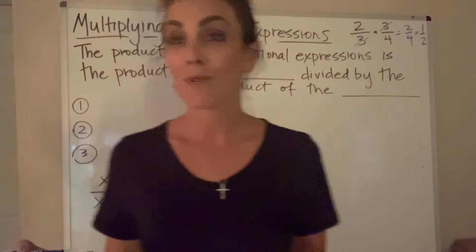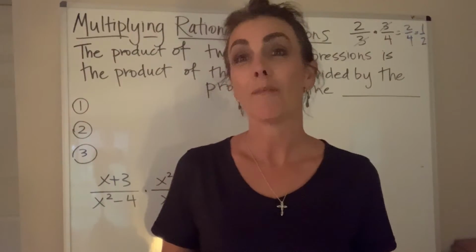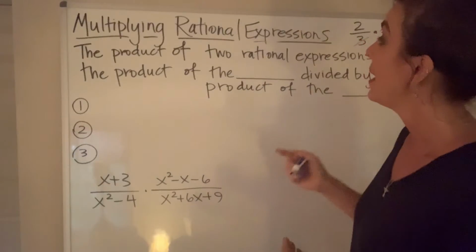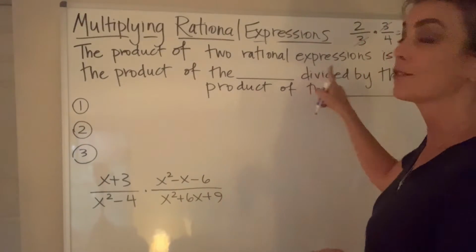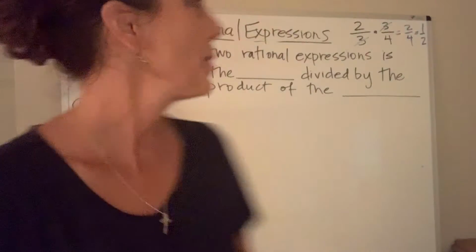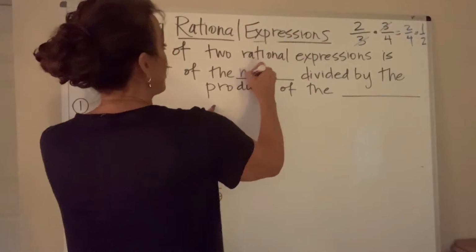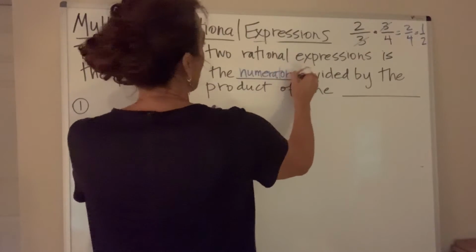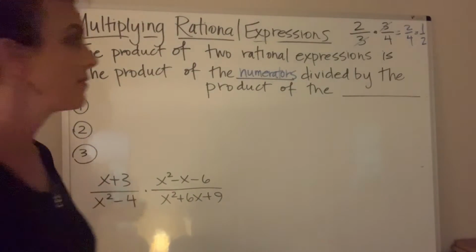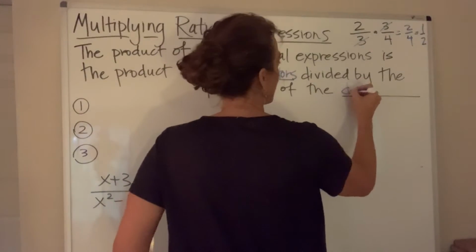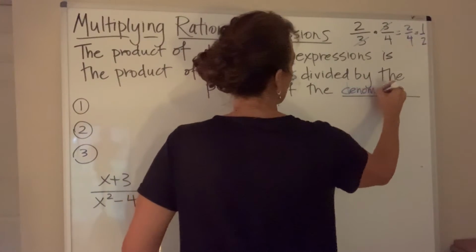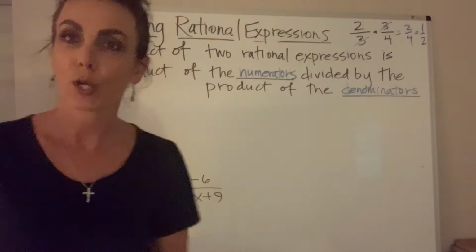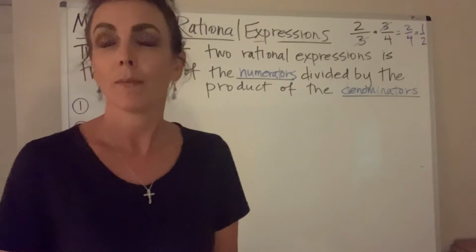All right. Really, really similar when we're talking about multiplying rational expressions. What we're looking at, the product of two rational expressions is the product of the numerators divided by the product of the denominators. And of course, we would simplify that product as much as we could. Okay, so how do we go about doing this?